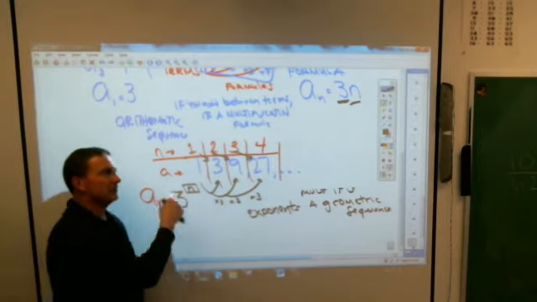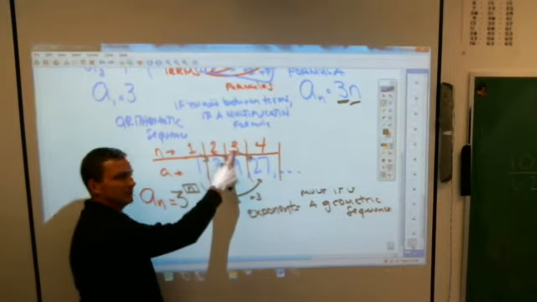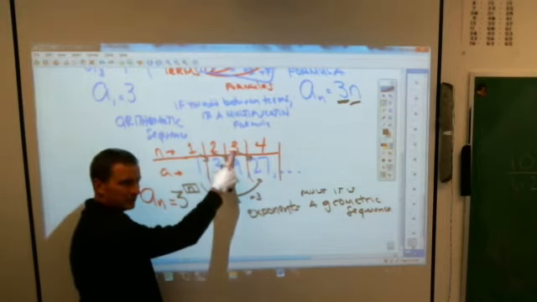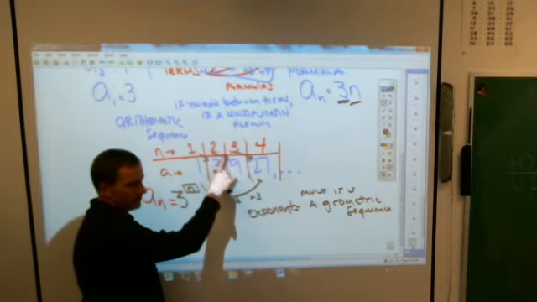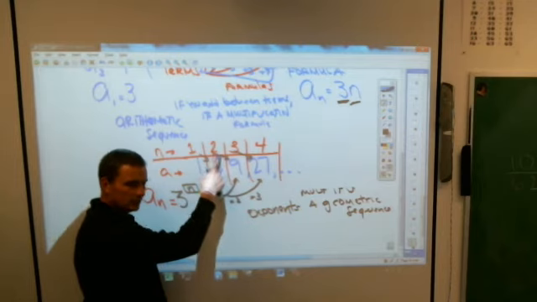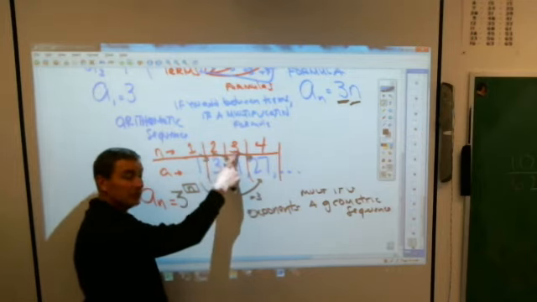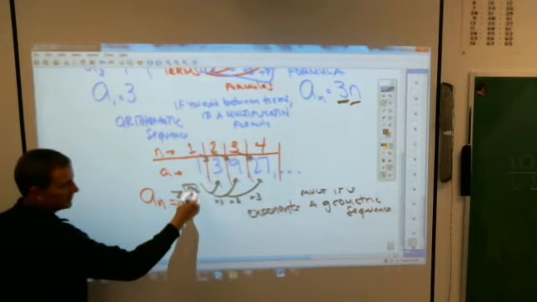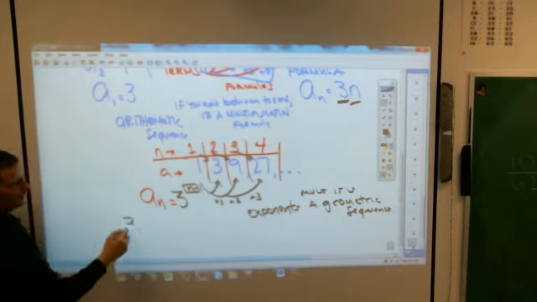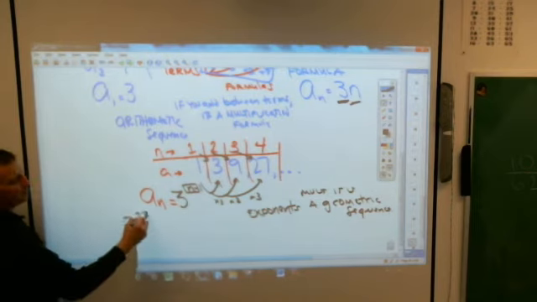Well, let me ask you a question. If this up here wasn't a 3, but was a what, it would work? A 2, it would work. Or if this one wasn't a 2, but a 1, it would work. So what am I doing? To get this 3 to become a 2, what do I have to do to it? Subtract 1. So my formula is just 3 to the n minus 1 power.